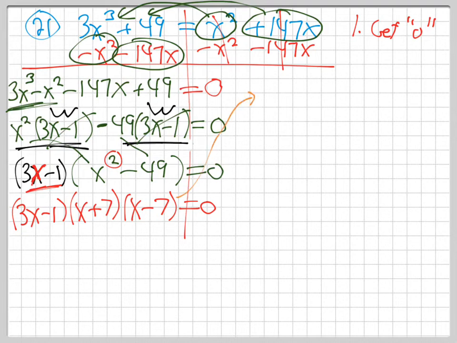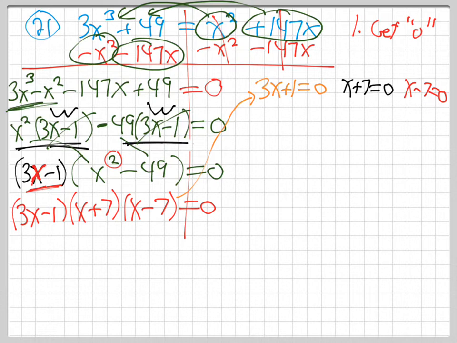I'll bring them over here. So the first one, 3x minus 1 is 0. Or the second one, x plus 7 is 0. Or the third one, x minus 7 is 0. So you have 3 of them equal to 0, right? Because if 3 things multiply, coming out 0, any of them could be 0.